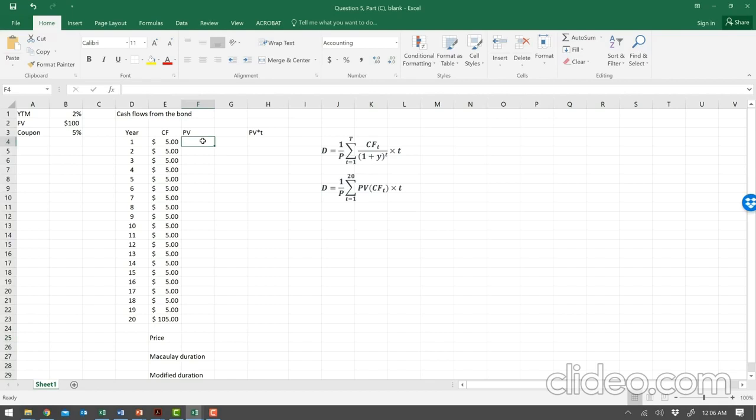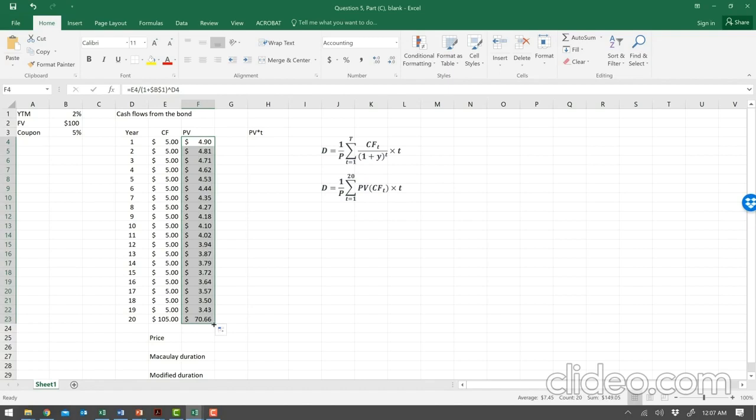I will discount each of the individual coupons and cash flows to the present, then add them up, and this will be the price of this bond. I'll start with the very first coupon: I'll take this $5, divide it by 1 plus the yield to maturity on this bond, and raise it to the power of 1, which is when this cash flow occurs. Then I will do this for all of the 20 payments, and this is the present value of each of these individual payments that we get from this bond. By definition, if I add this up, this would be the price of our bond.